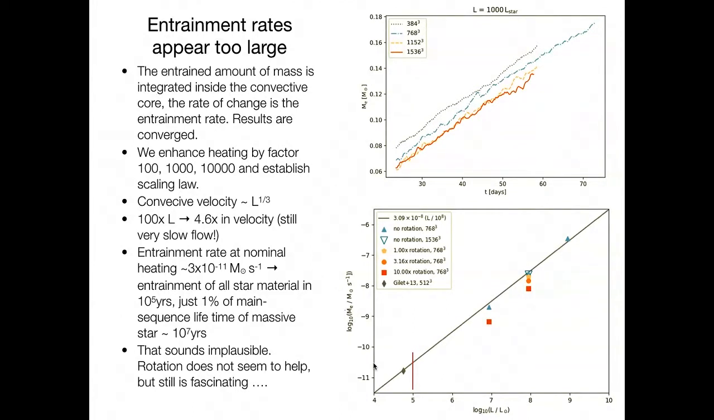And remember, the lifetime of the main sequence is only 10 million years. So if you take this result at face value, then in only 1% of the main sequence lifetime, we would engulf the entire star, which is not very plausible. That is really implausible and not backed up by our observation of these massive stars. Now, I showed you this previous result from the Gilet et al.